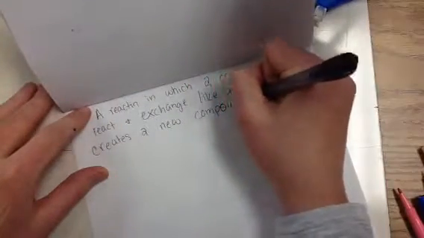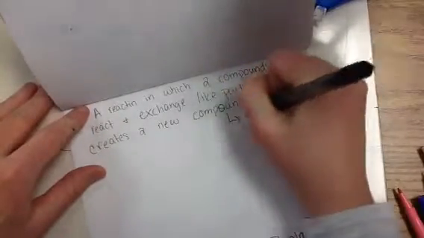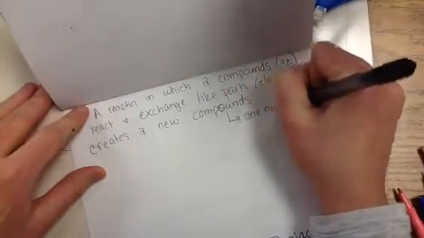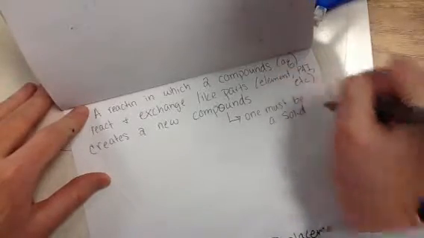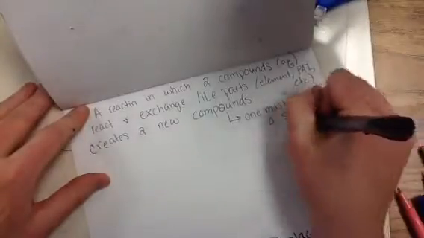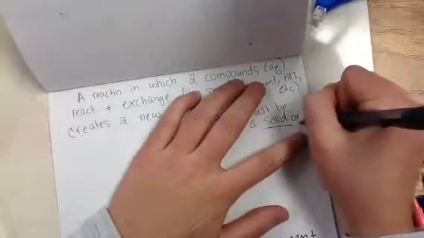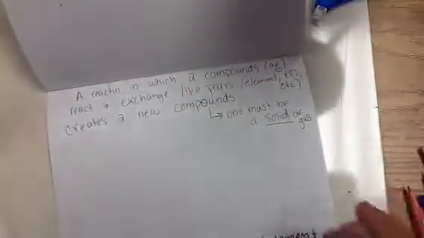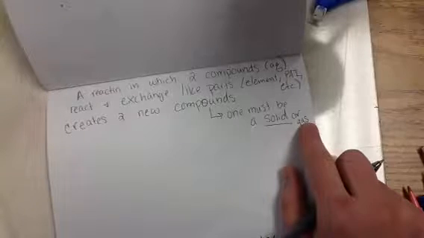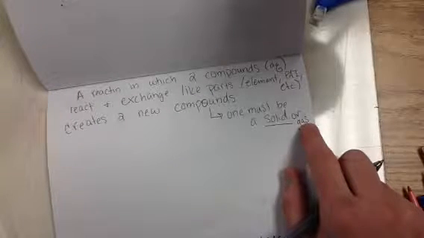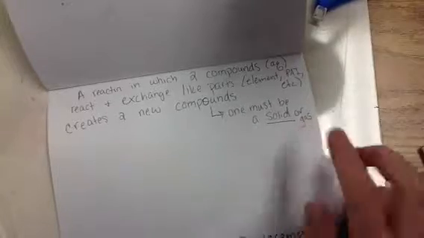Two new compounds. But one of these compounds must be a solid, and I'll explain why in a second. One of them must be a solid. I guess it could be a gas, that's fine too. This doesn't happen very much. Usually it is a solid, but there are occasional ones that might make a gas.